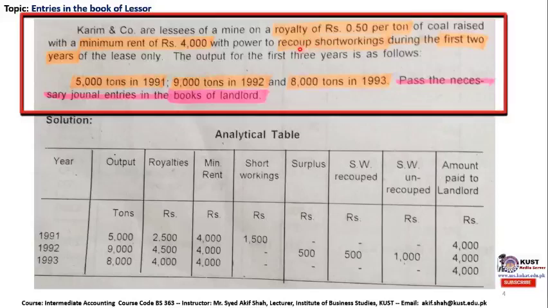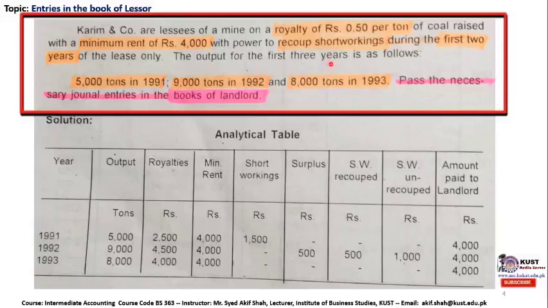And how many years are allowed by the lessor in this case? They have the power to recoup the short working during the first 2 years of the lease only. They have the right to recoup this amount only in the subsequent 2 years, not later than that. So the first year is possible for recoupment, and then in the second year the lessee can recoup the short working. However, after the completion of 2 years, the lessee is unable to recoup the amount.